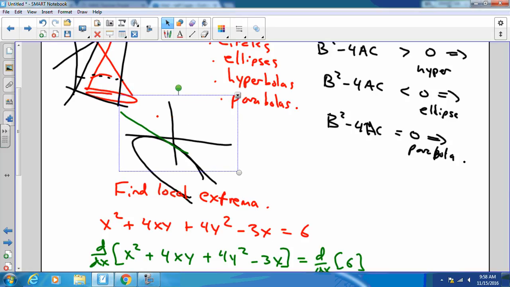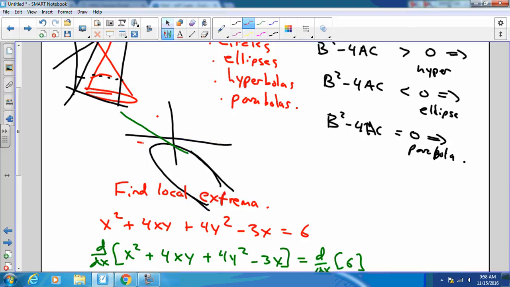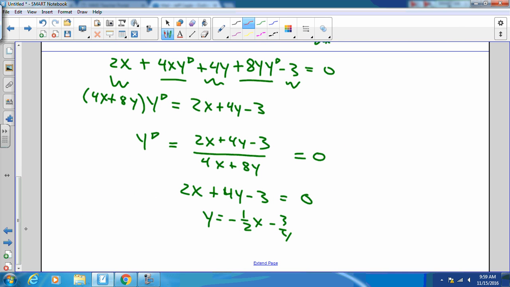So my curve is probably a little too high up. It might be something like this. Where my horizontal tangent takes place is going to be found at the intersection point of this line and this curve. And you can see right here the line in red, the horizontal tangent that we're talking about. Okay, so how do I find that point?